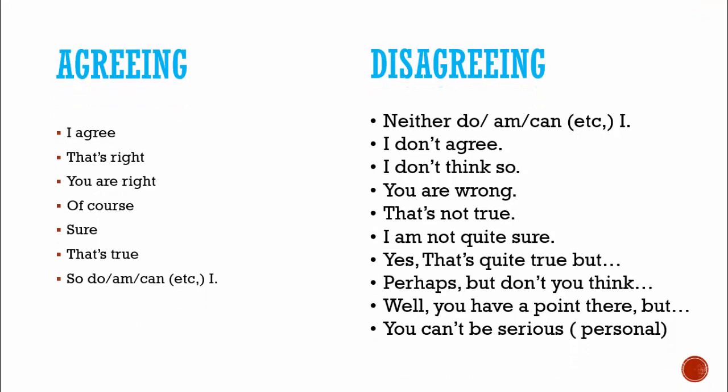You can agree by saying, I agree, that's right, you are right, of course, sure, that's true, so do I, so can I, etc. Disagreeing, you can say, neither do I, neither can I, I don't agree, I don't think so, you are wrong, that's not true. I'm not quite sure.